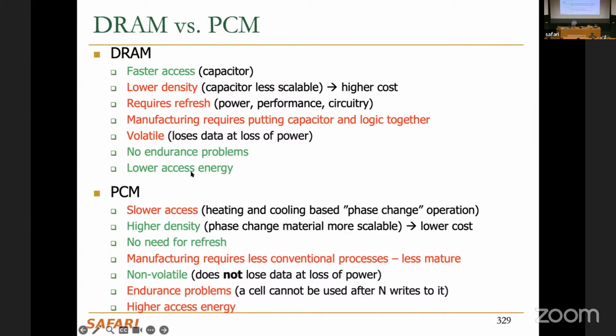DRAM has much lower access energy, for example. PCM has higher access energy. DRAM is faster. PCM is slower in terms of access. The factor is about 4x. So PCM is about 4x slower. Which means that if you replace DRAM main memory with phase change memory, you immediately get a 4x latency hit. That's very hard to overcome, unfortunately. That's why you need some hybrid memory.